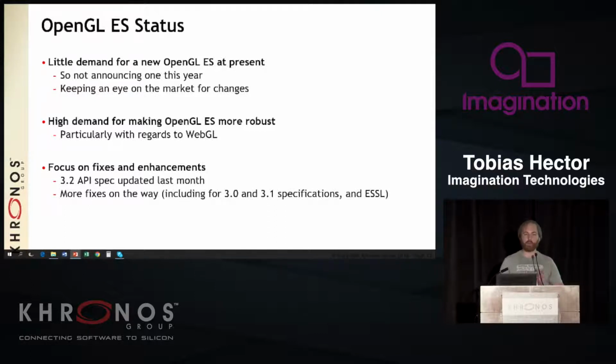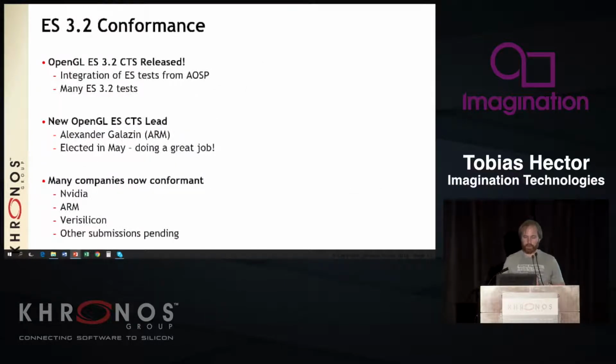It's not quite true anymore. We've got a few more that have cropped up, but we're certainly working to close them as quick as we can. With conformance, we've released the 3.2 conformance this last year, and that was mostly down to an integration of a lot of ES tests from the Android open source project. This included a lot of OpenGL ES 3.2 tests because by their nature they were based on a number of extensions included in the Android extension pack.